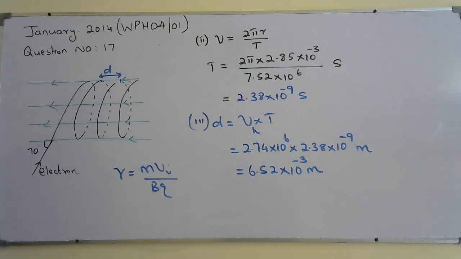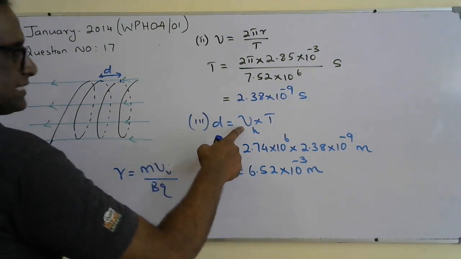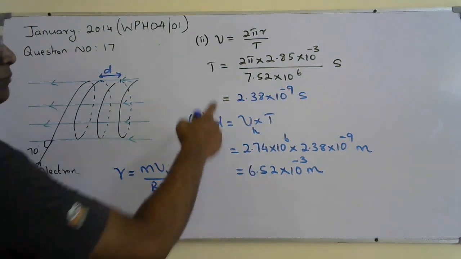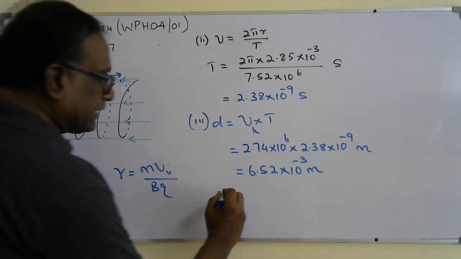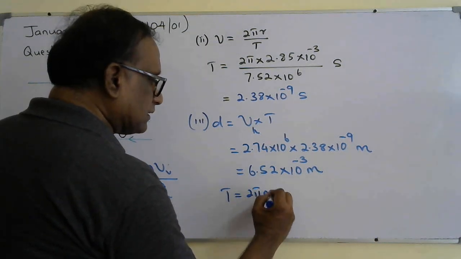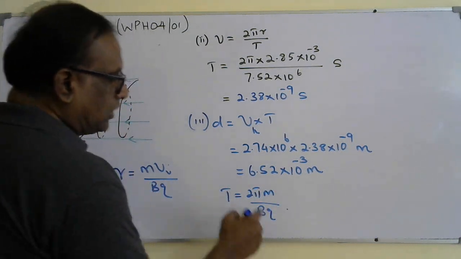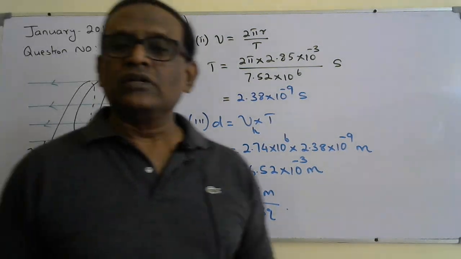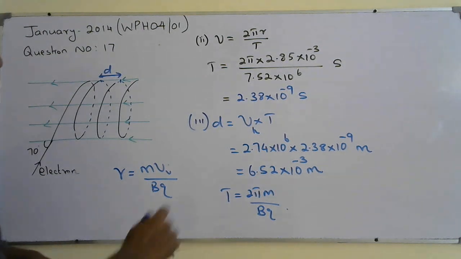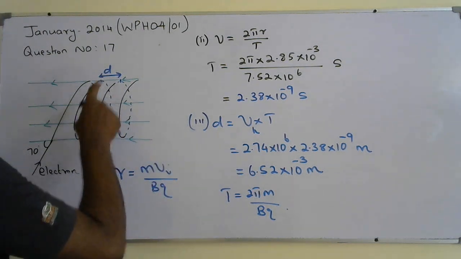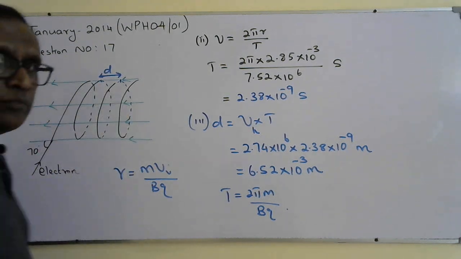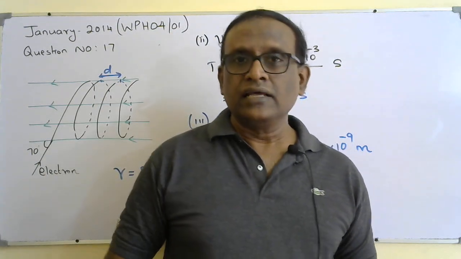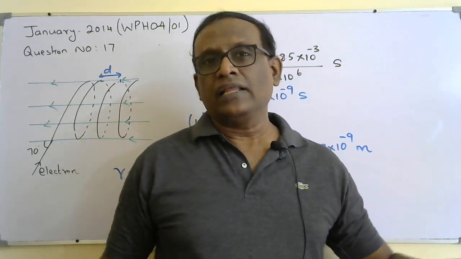At the same time, what will happen? The horizontal component of velocity will increase, and no change in the time period, because the time period does not depend on it. I already told that T equals 2πm over Bq, it does not depend on the speed or anything. So the time period to complete one full circular path will remain the same, but the horizontal component will increase, so the distance between the adjacent loops will increase. So overall, when the angle becomes less than 70 degrees, the radius of each loop of the helical path will become smaller and the distance between adjacent loops will increase.